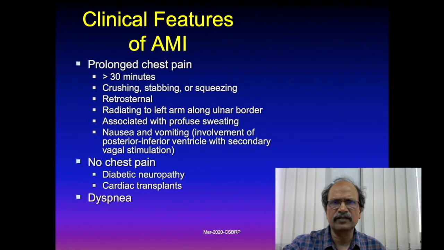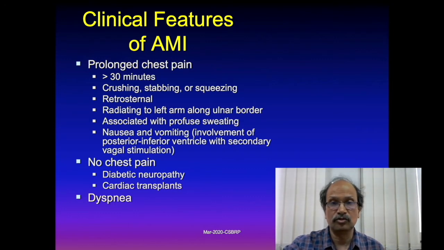So what are the clinical features of AMI? Prolonged chest pain, more than 30 minutes, centrally located, retrosternal, and radiating to the left arm along the ulnar border into the tip of the left little finger. And this may be associated with nausea, vomiting, or profuse sweating, or he may pass motion and stool.